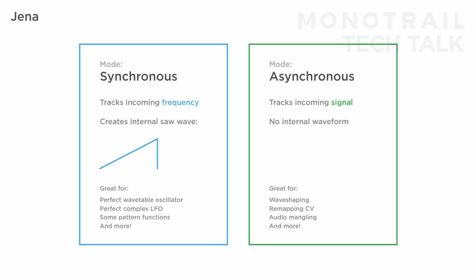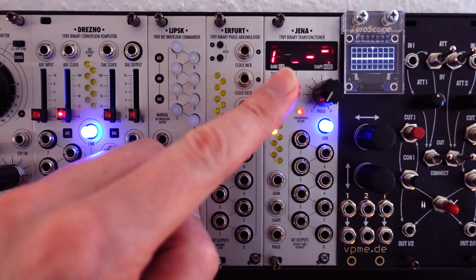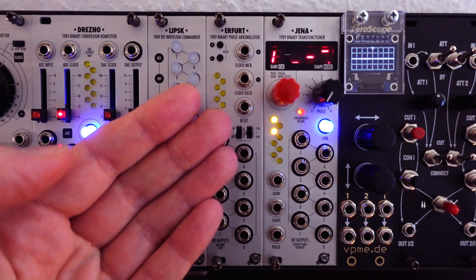When in synchronous mode, Jena can use either a virtual rising or falling saw wave. So back to the module. When you press and hold the red knob for a bit, you enter the mode menu. These modes should now be a piece of cake to understand.